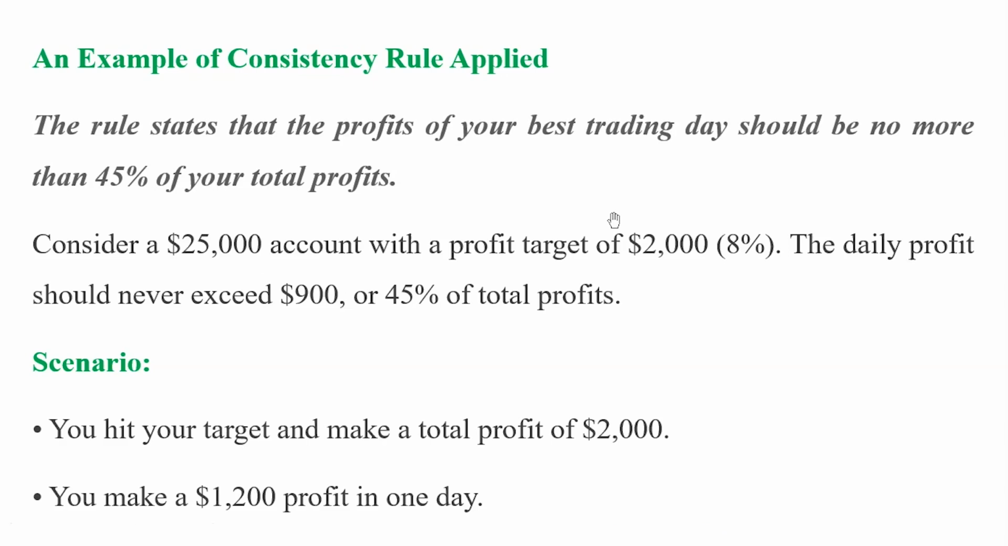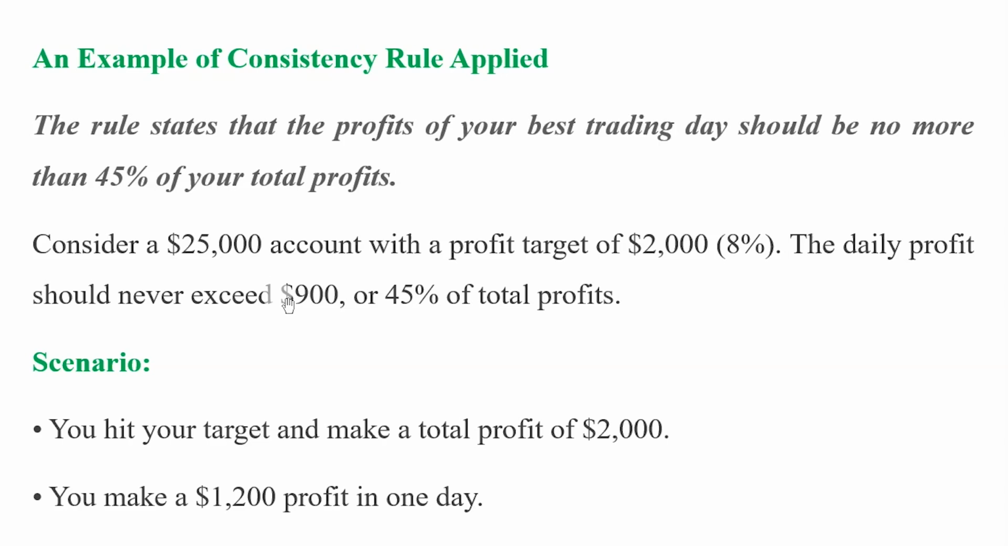Here is an example where the consistency rule is applied, and in this particular case, the rule states that the profit of your best trading day should be no more than 45% of your total profit. Now let's use a $25,000 account with a profit target of $2,000, which is 8%. The daily profit should never exceed 45% of total profit, which is equivalent to $900.